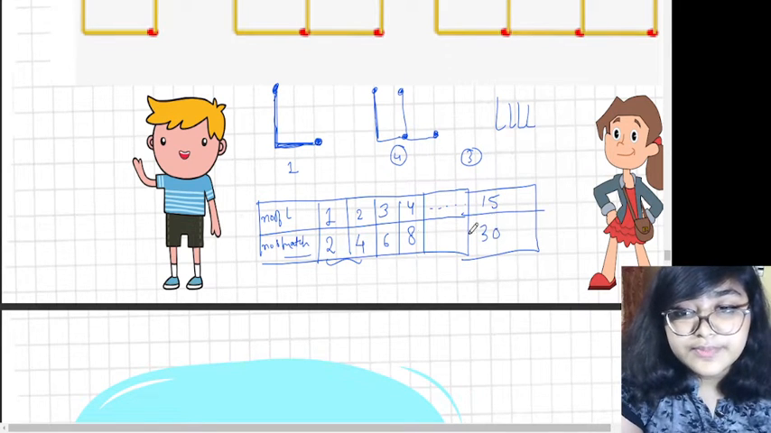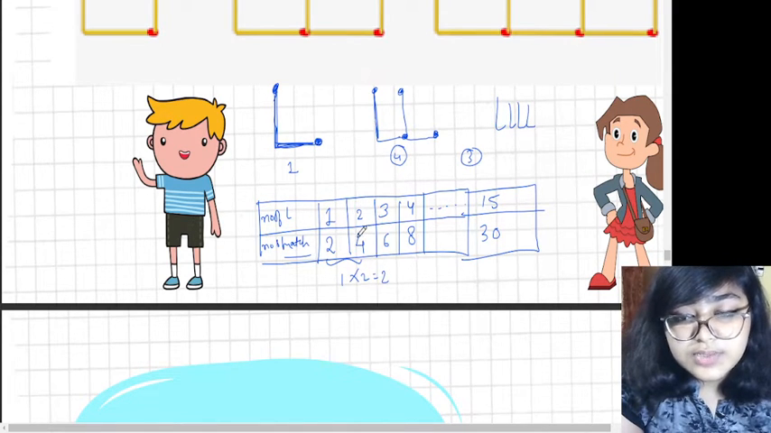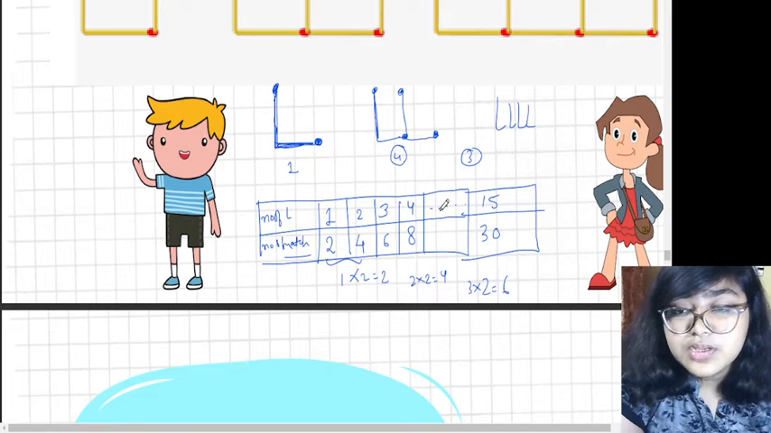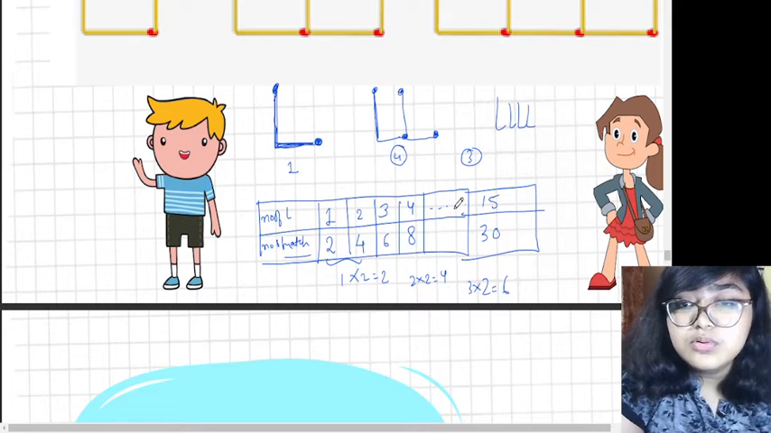Yes, it's 30. Why? Because as you can see, 1 into 2 is 2. Now there is 2 into 2 which is 4, and 3 into 2 is 6. So you can see the pattern. Now you don't know.